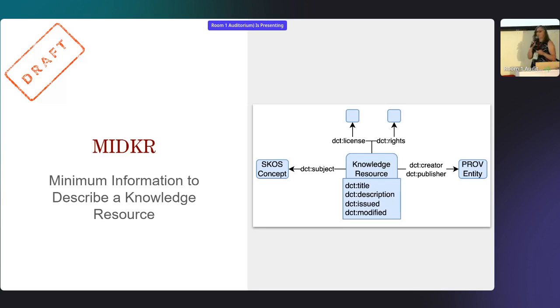And so what is this knowledge artifact about? It's really simple, but it can be very effective for providing that. And then, of course, licensing and rights. So these are the basics of what you would hope to see in a knowledge resource, to know what is it? How do I find it? Do I like this?